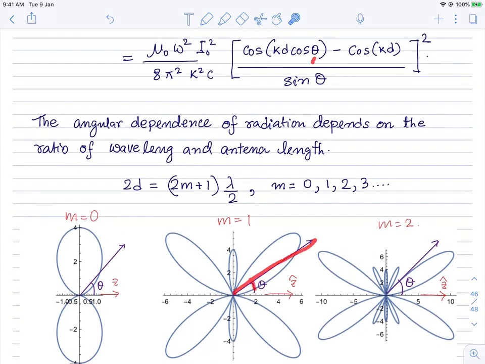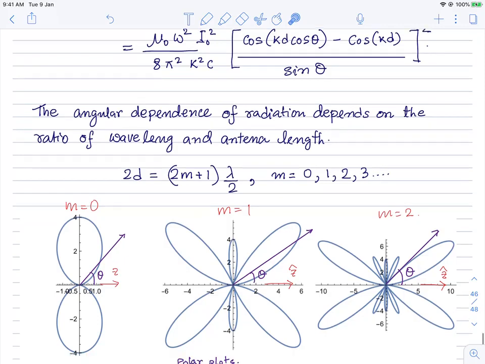Okay, this is the theta angle. By the way, this is my z-axis. When I did the plots, it got inverted. So this is my z-axis, and this is the theta with which I'm plotting. So you'll see that different directions get maximum value depending on how the wavelength compares with the dimension of the antenna.